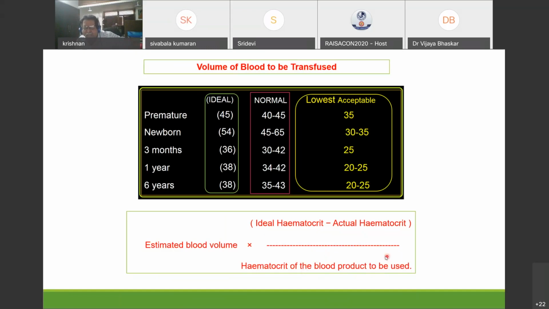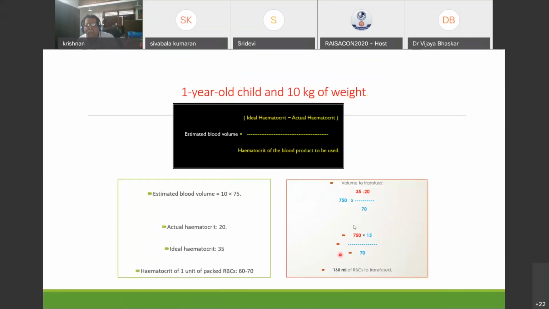Normally, the packed cell hematocrit is around 70. That depends upon the institution. It may be between 60 to 70 for the blood present in the packed cells. So now we'll take one more case.